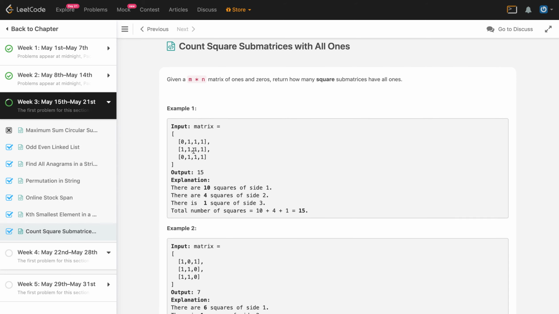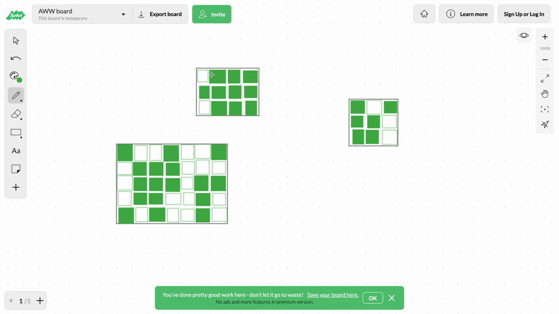For example, in this particular case, as you can see I have drawn it as well. Here we can see there will be a total of 10 such submatrices of size 1, like 1, 2, 3, 4, 5, 6, 7, 8, 9, 10. So at least 10 squares of size 1.